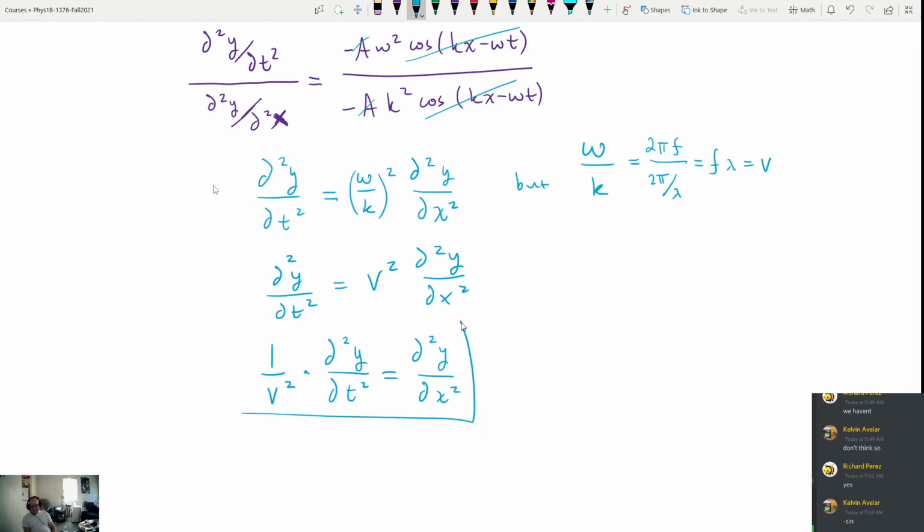And this is called the, is this the one-dimensional wave equation? Yeah, it's the one-dimensional wave equation, right? It doesn't specifically say that. We just call this the wave equation.